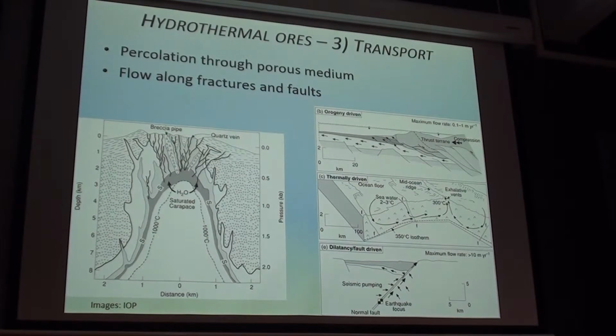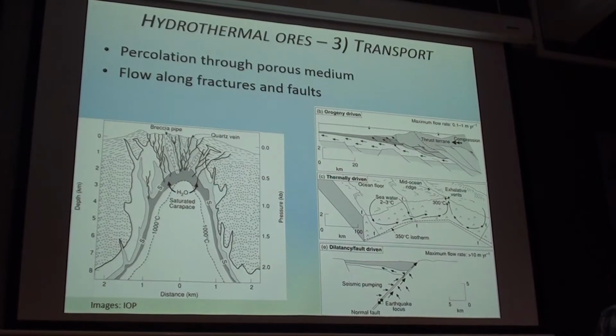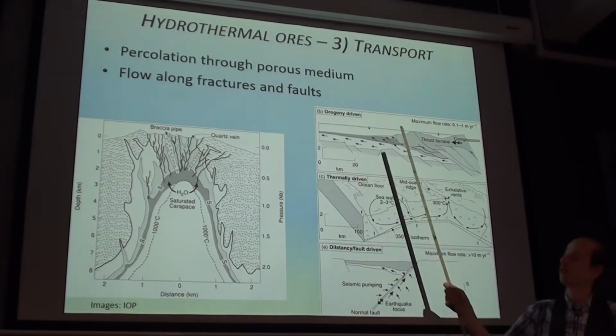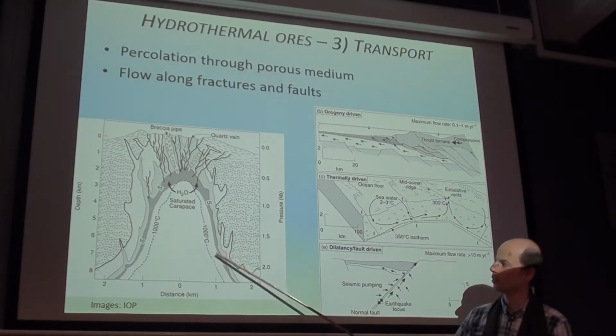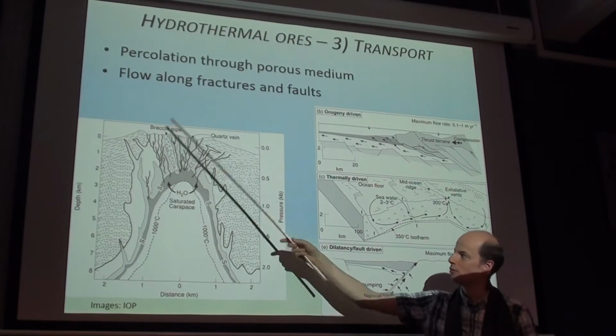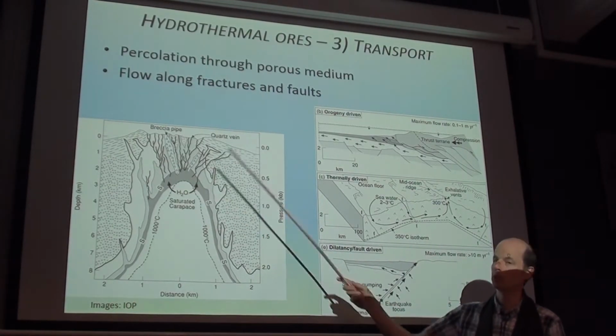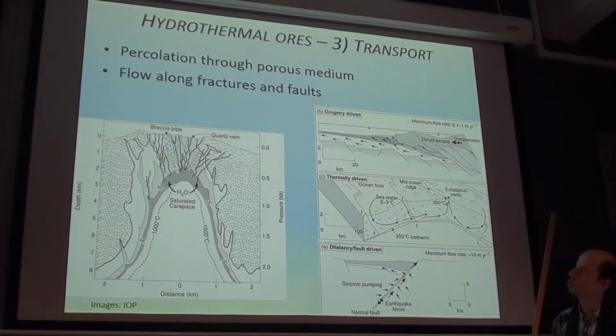So once we've got fluids, we need to transport them to the site of mineralization, and that usually occurs either through porous flow, through whatever medium, porous rock, or flow along fractures and faults. As is the case here, for instance, we've got the intrusion, water separation, and flow through cracks and fractures and breccia pipes above the intrusion.